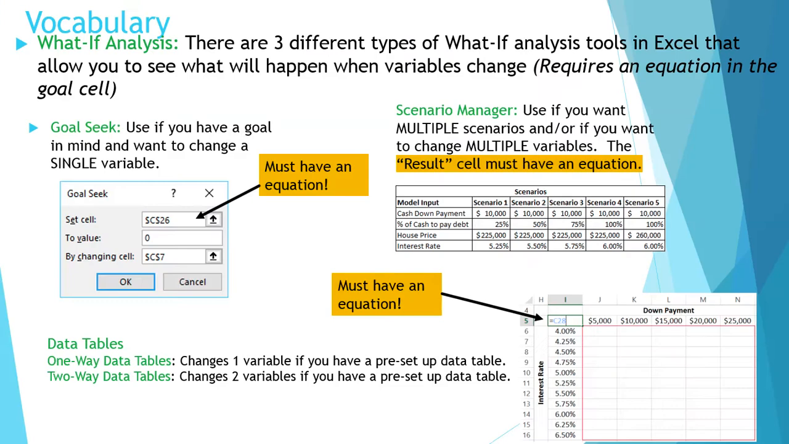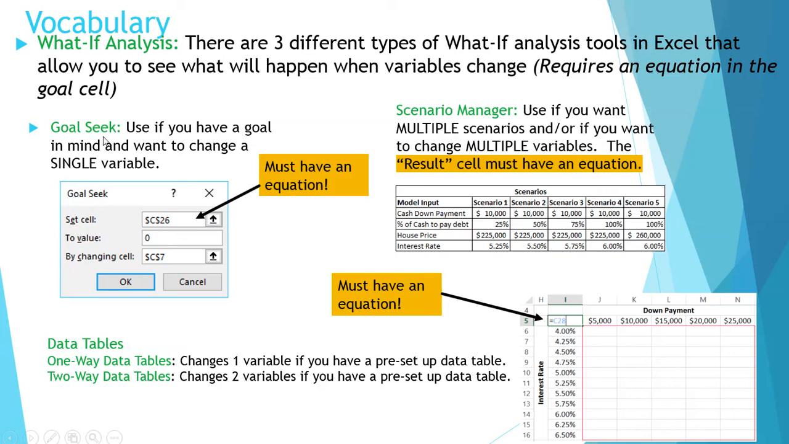So let's talk about lesson 6. Lesson 6 is all about your what if analysis. If you want to see what happens when different variables change, you're going to use what's called the what if analysis. It's a tool on your toolbar, and you'll see that in just a moment. There are 3 different types of what if analysis.